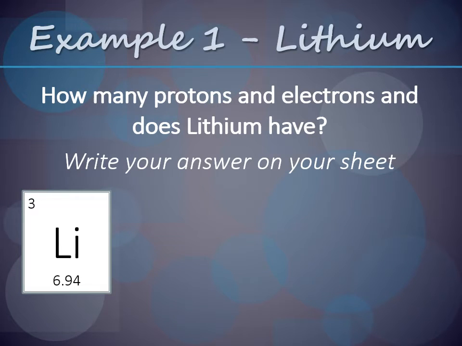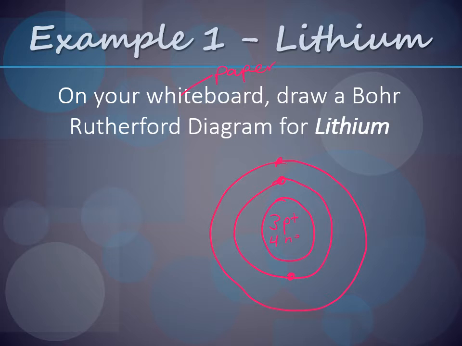So how many protons and electrons does lithium have? Well, it has 3 protons, therefore, 3 electrons. If I was to draw my Bohr-Rutherford diagram for lithium again, here it is. Okay, so you have your 2 electrons in your first shell, and you have your 1 electron on your last shell.